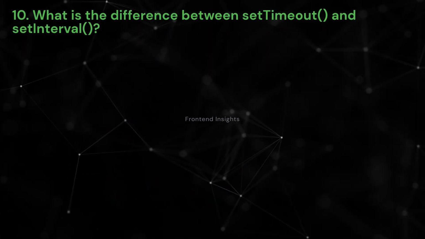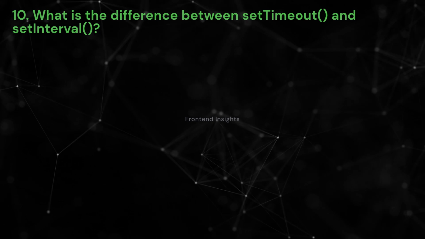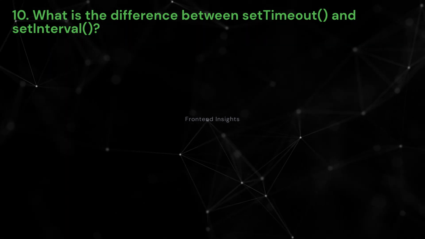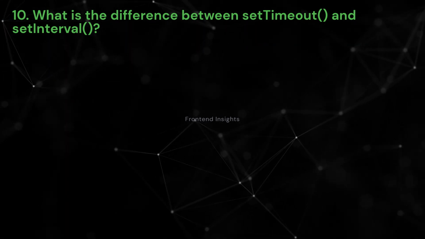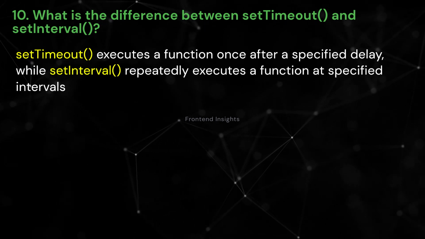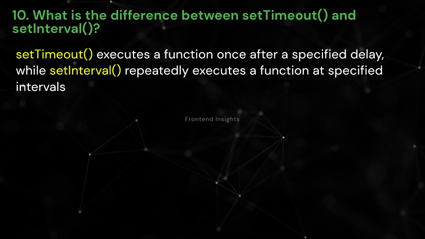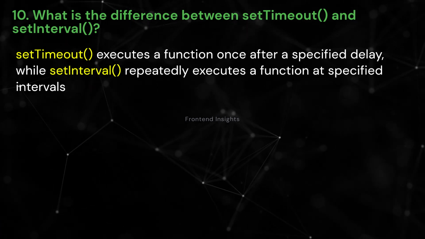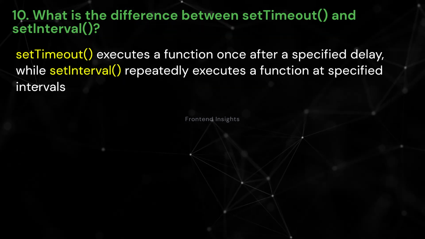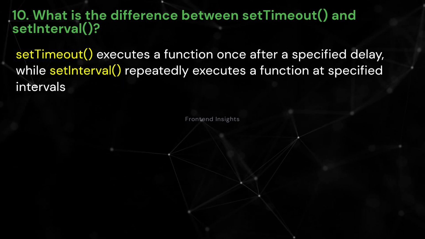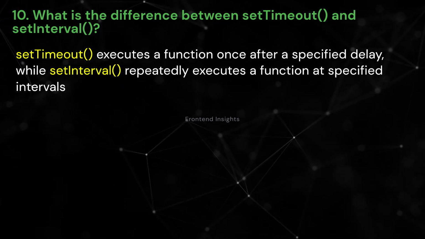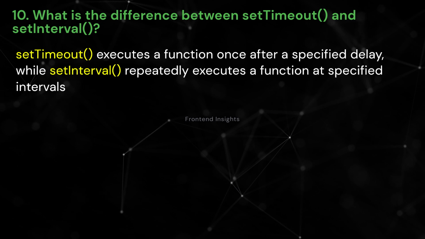What is the difference between setTimeout and setInterval? Okay, so setTimeout executes a function once after a specified delay, while setInterval repeatedly executes a function at a specified interval. Okay, and setTimeout and setInterval are functionalities of the browser, not JavaScript.